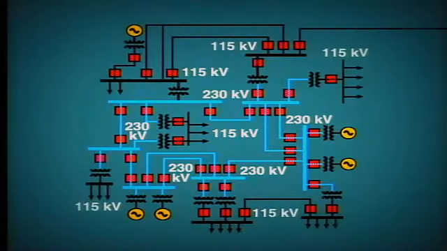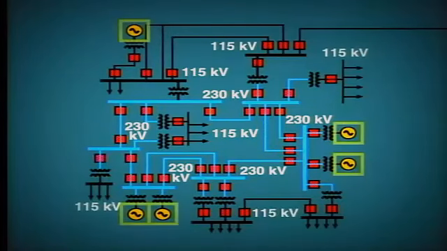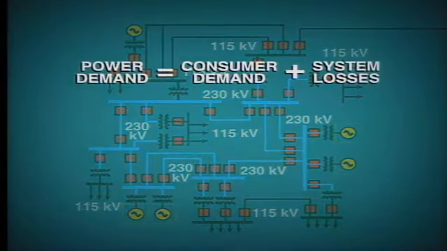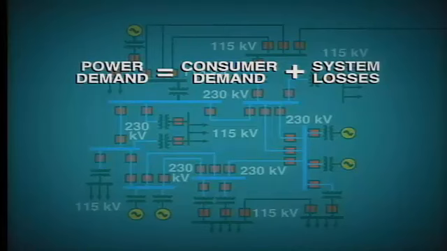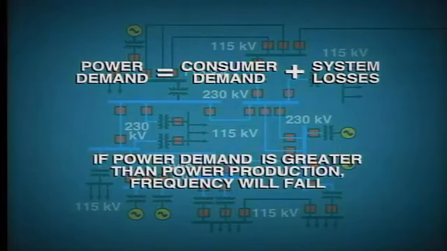As we cannot store electrical energy, at least in large quantities, the combined power output of all of the generators which are connected to the system must exactly equal the total power demand at every instant of the day. The total power demand consists of the consumer's demand plus power system losses, which may be as high as 4 or 5%. If at any time the power demand is greater than power production, then the frequency will fall.